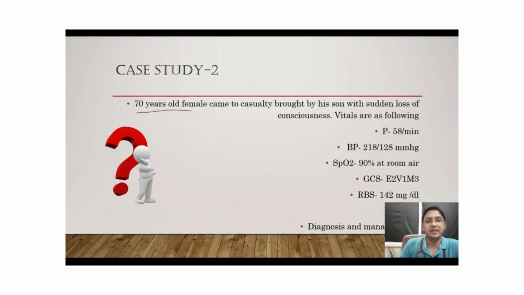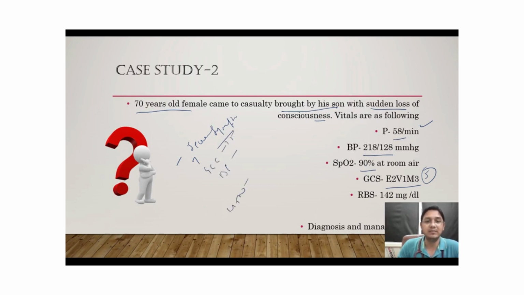The second patient we have is a 70-year-old female, brought by her son, and the complaint is sudden loss of consciousness. The vitals we have got: she is having bradycardia, pulse is 215, very high BP, low saturation with GCS 5. So she is having severe symptoms, very critical. GCS is only 5, BP is very high.